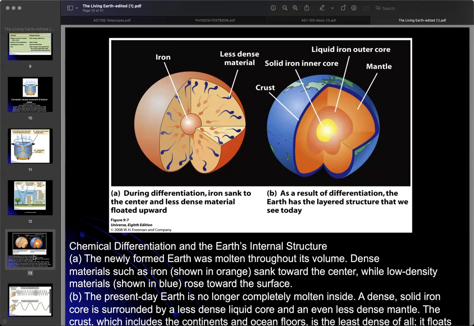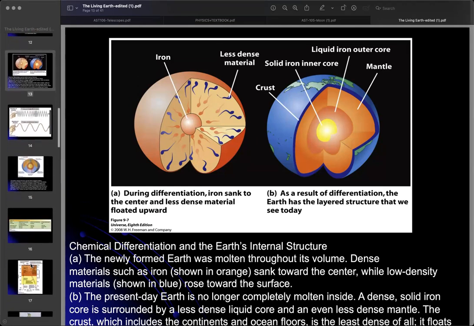This was the chemical differentiation, and it is because of this that the core of the Earth is made up of iron, whereas the mantle and the crust have other kinds of materials, which mostly include silicon, amongst other things, but other minerals too.